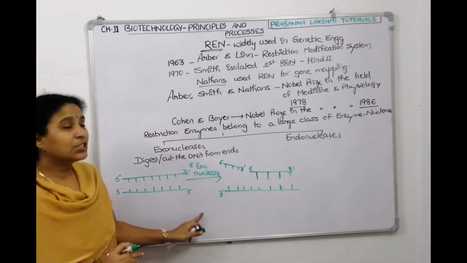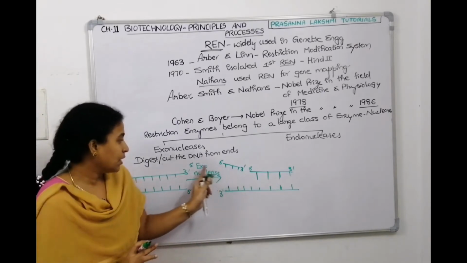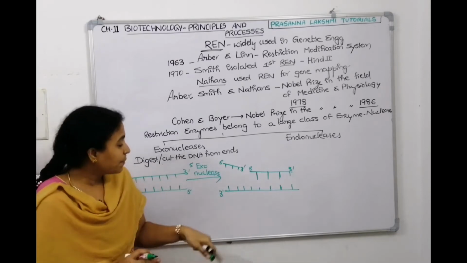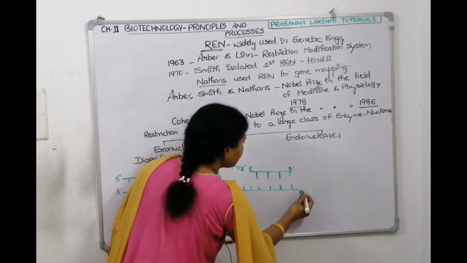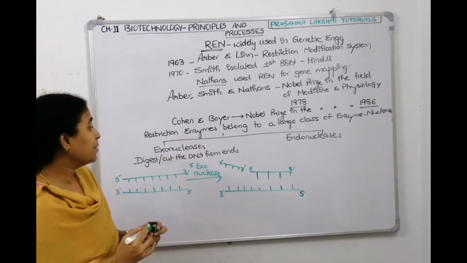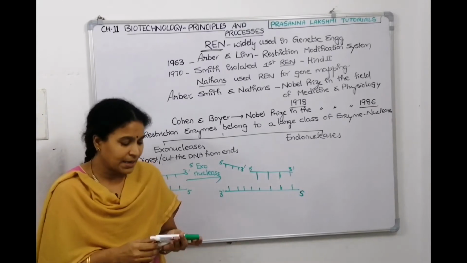So such type of cuts we get when exonucleases act. Means like this type of cuts. If 5' exonuclease acts, from the 5' end DNA gets digested. If the 3' exonuclease acts, then from the 3' end DNA gets digested. So this is exonuclease. Coming to endonucleases. Endonucleases make internal cuts. They digest inside.